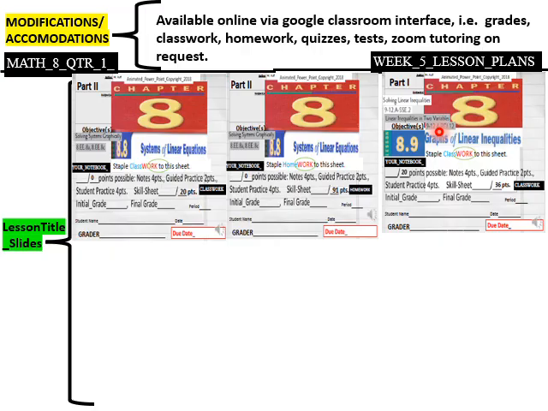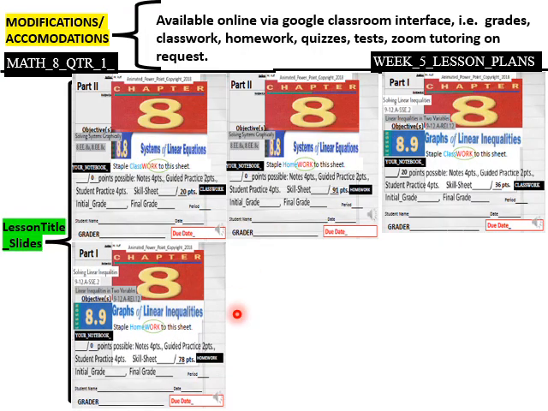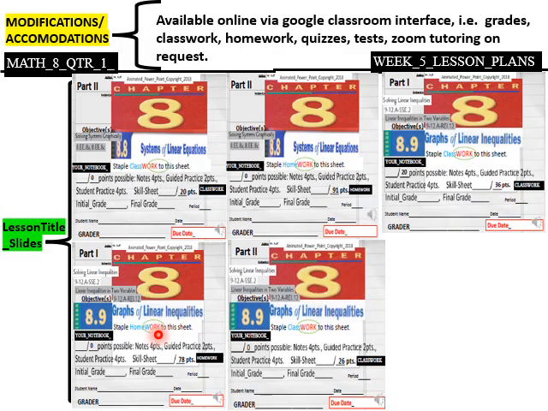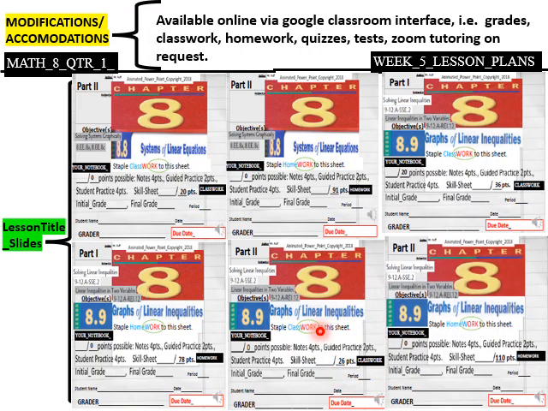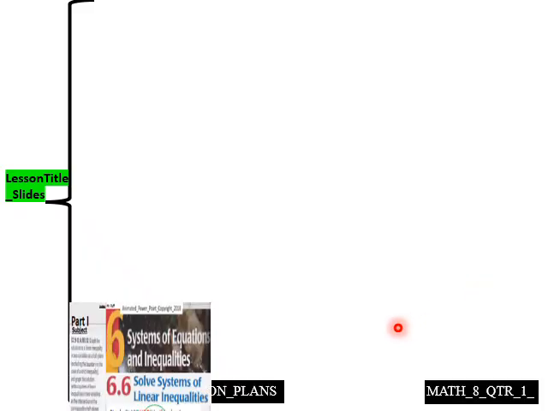And part 1 homework for 8.9 is 78 points of homework. And then we go to 8.9 part 2 classwork. That is 26 points of classwork for 8.9, graphs of linear inequalities part 2. And then our homework for 8.9 is 110 points of homework, graphs of linear inequalities. That's a huge homework assignment there. And then we continue on here in Week 5.